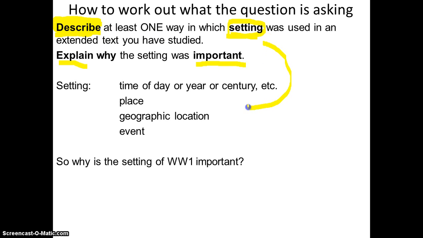And as you can see down here, there are different kinds of setting. Time of day or year, place, whether that's the kitchen or the backyard, geographic location like China, and an event, for example, World War I. See, I've got that written there. Okay, so different kinds of setting, very important. Sorry, that should just say written text, not extended text.